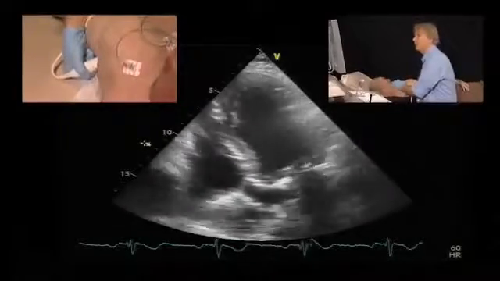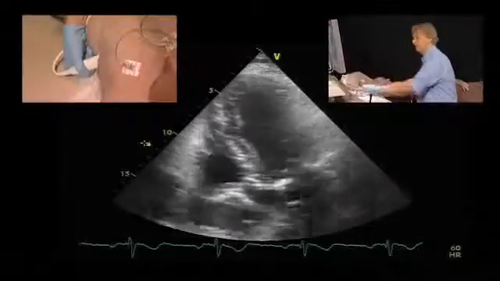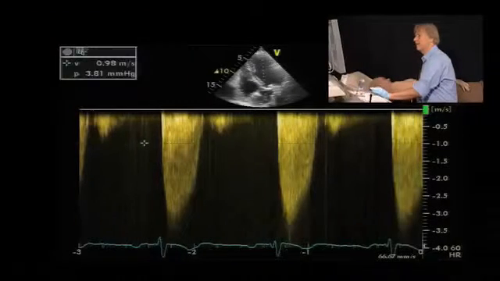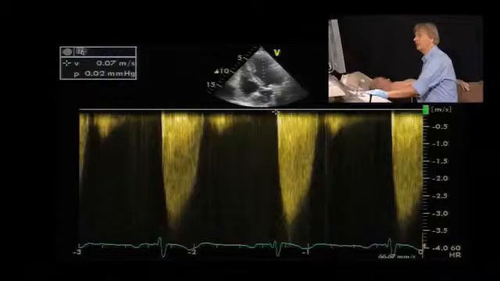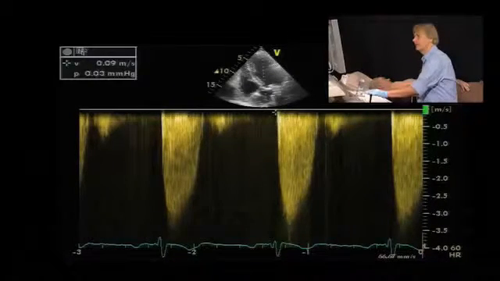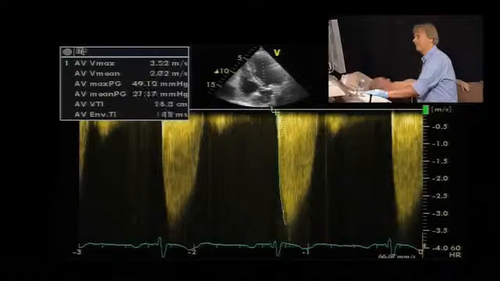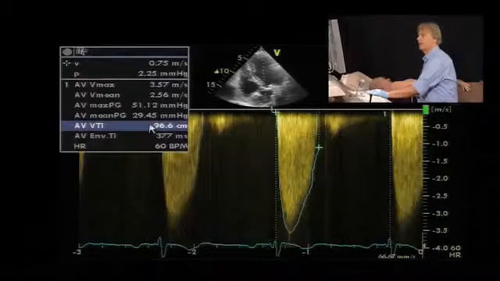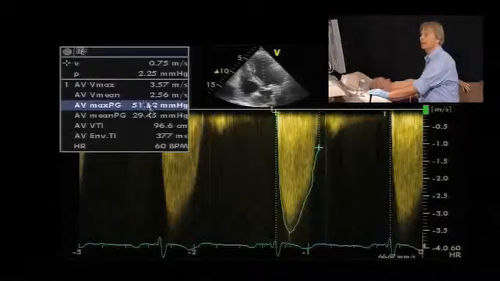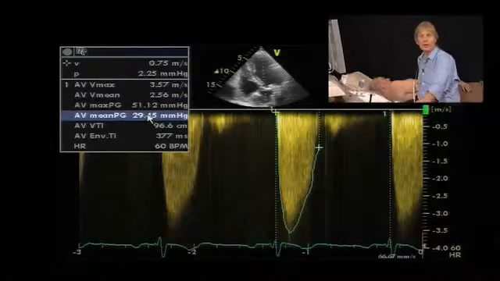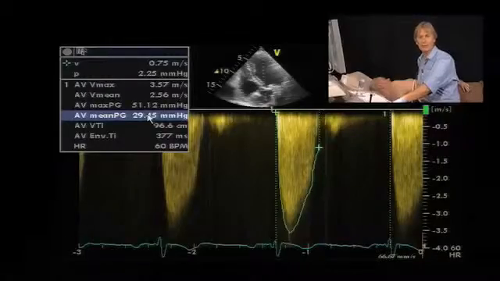Remember, always align the Doppler signal so that you get a parallel orientation to the jet. And so here is the stenosis now, and if we quantify the gradients, we will find a gradient which is 29 mean and 51 max. So based on the gradients, we would say, well, no, he does not have significant aortic stenosis.